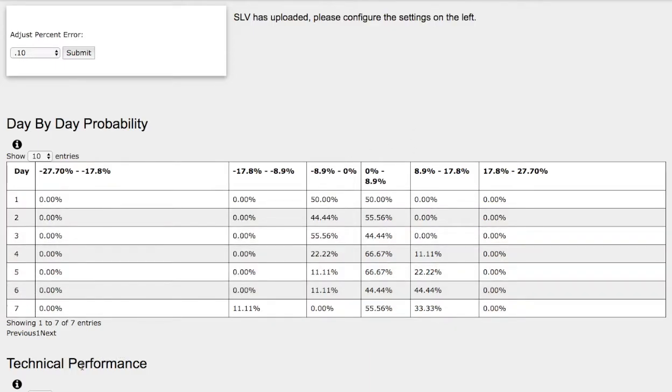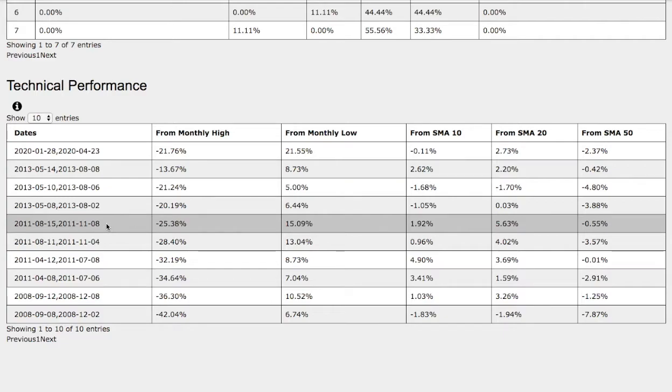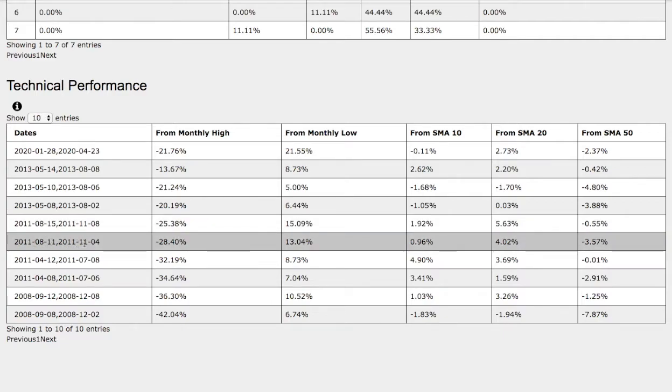So let's examine the technical performance of each model. We have our current model. We're currently down 21% from monthly high, up 21% from monthly low, down 11 basis points from 10 simple moving average, up 3% from 20 simple moving average, and down 2% from 50 simple moving average. Now the trend that we just examined, August 11, 2011 to November 4th, 2011, was down 28% from monthly high, up 13% from monthly low, up 1% from 10 simple moving average, up 4% from 20 simple moving average, and down 3% from 50 simple moving average.